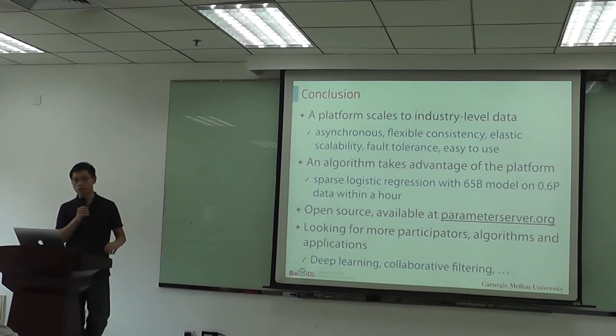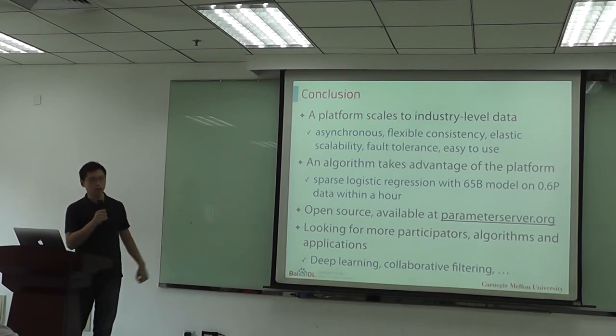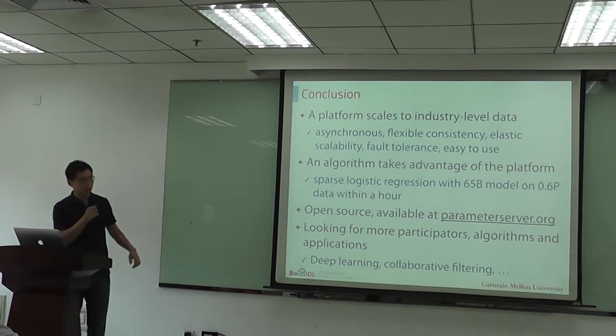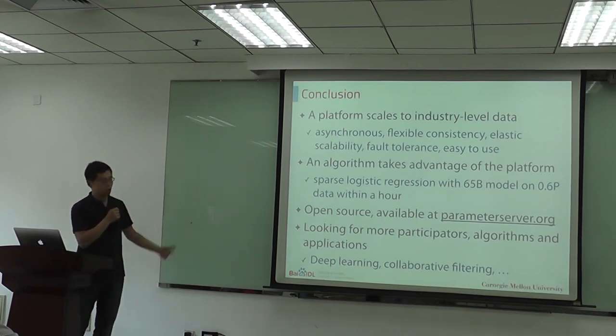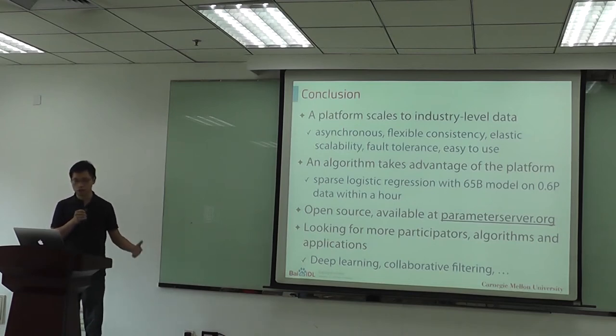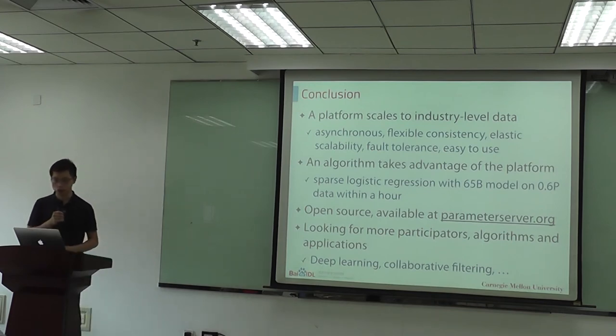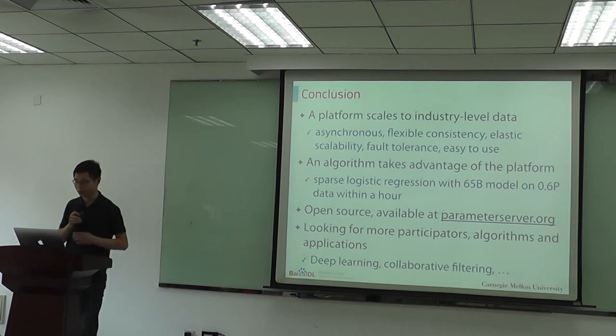So this algorithm can run and generate a 60-bit model on about 0.6 petabytes of data just within an hour. And this project is open source. It's available at parameterserver.org. And we are working on some new applications, like deep learning, and also collaborative filtering and a lot of new applications. Thank you.